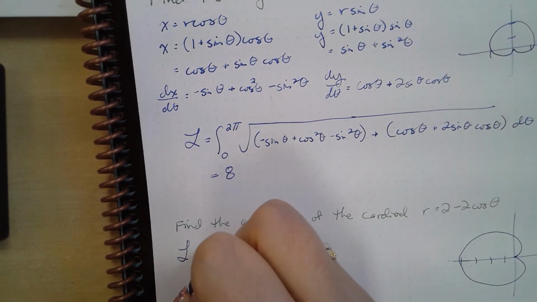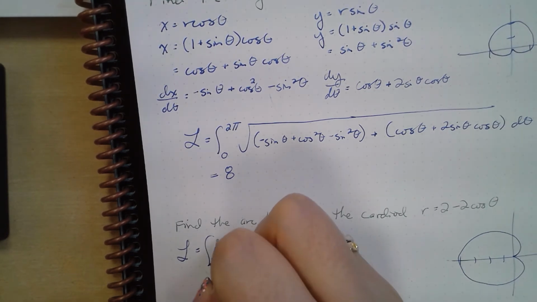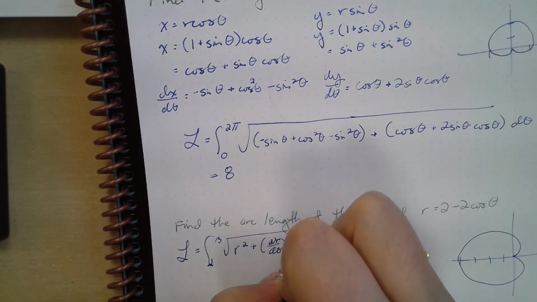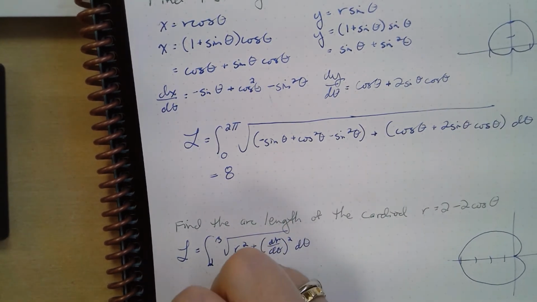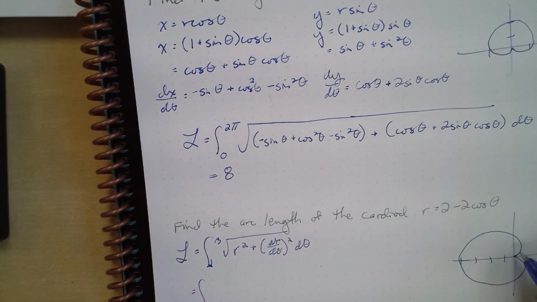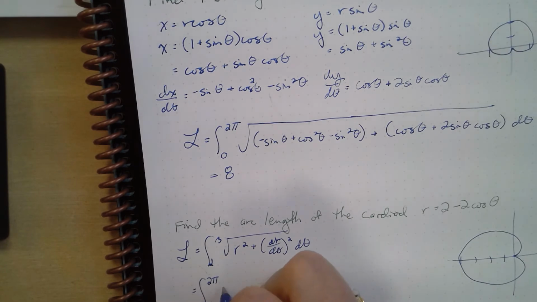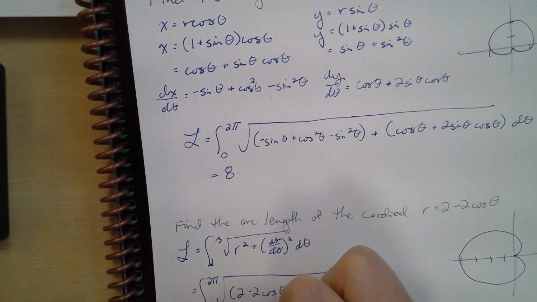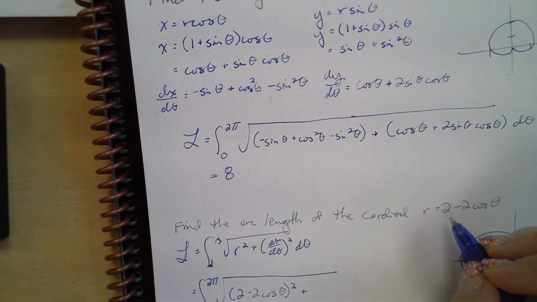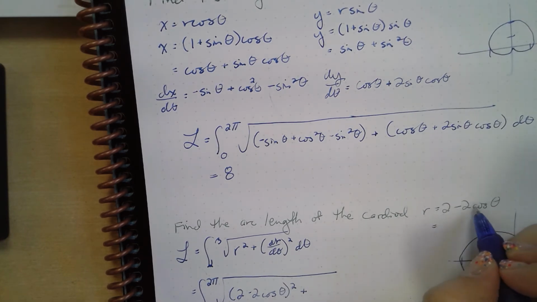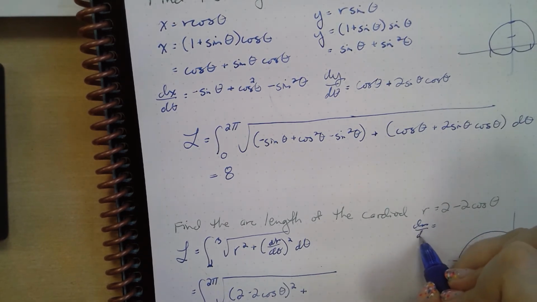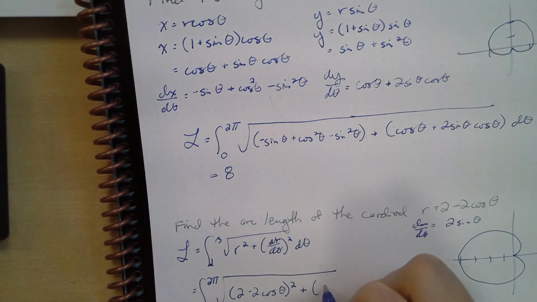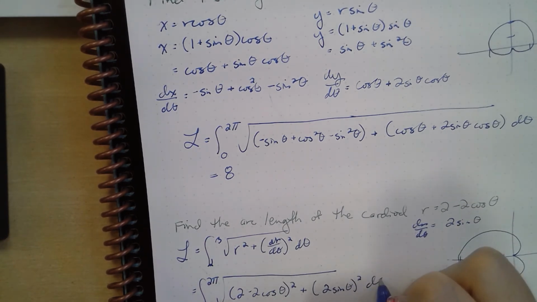So our arc length is going to be equal to the integral from alpha to beta of the square root of r squared plus dr over d theta quantity squared d theta, which in this case, since we're finding the entire cardioid, we're going from 0 to 2 pi of the square root of, don't forget that square root, that's super important, 2 minus 2 cosine theta squared plus, well, dr d theta is going to equal 2 sine theta, right? So plus 2 sine theta quantity squared d theta.